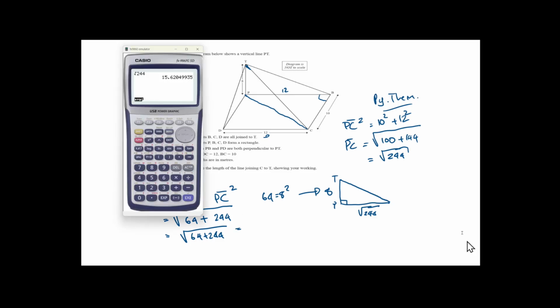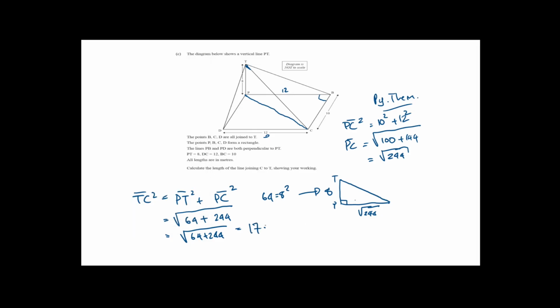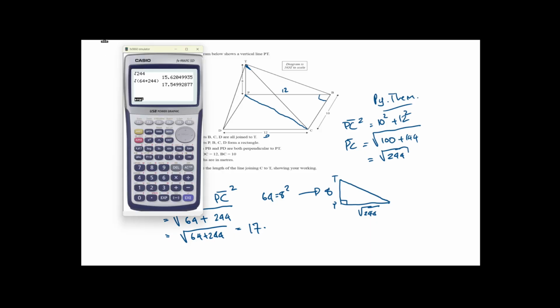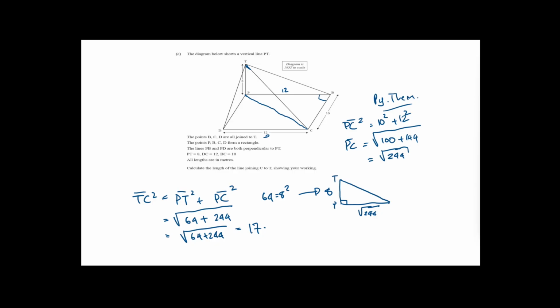That is off the top of my head. Square root of 64 plus 244. So 17 point 17.55 meters. Beautiful. And we're done.